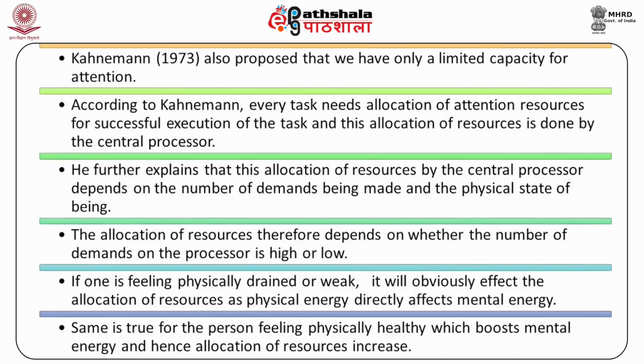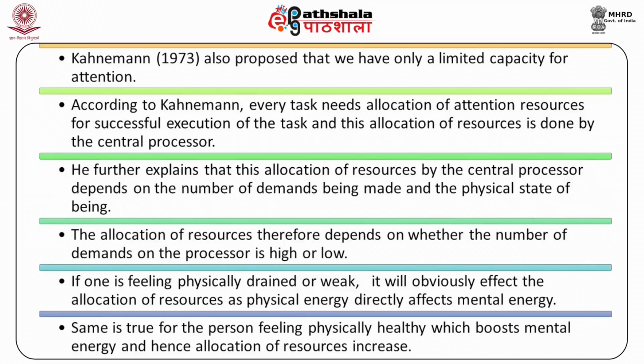According to Kahneman, every task needs allocation of attention resources for successful execution, and this allocation of resources is done by the central processor. He further explains that this allocation of resources by the central processor depends on the number of demands being made and the physical state of being. The allocation of resources therefore depends on whether the number of demands on the processor is high or low.